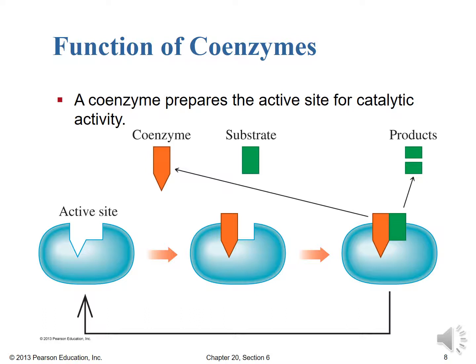So there we have it. Then the products leave and we can accept more substrate. Without the coenzyme, we don't have an active enzyme because the substrate itself doesn't complete that active site. So that's why these coenzymes are so critical, because the enzyme itself can't function without them.